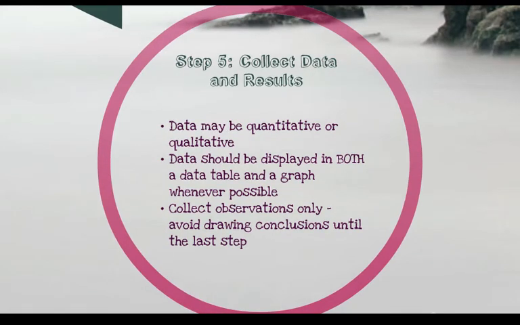Okay, once we've done our experiment, we have everything set up, we are going to collect data and results. Data may be quantitative or qualitative. Those are two really big words, but if you break them down, they're pretty easy. Quantitative, if you look really closely, you can see quantity sort of in there. Quantitative data are measurements, actual numbers.